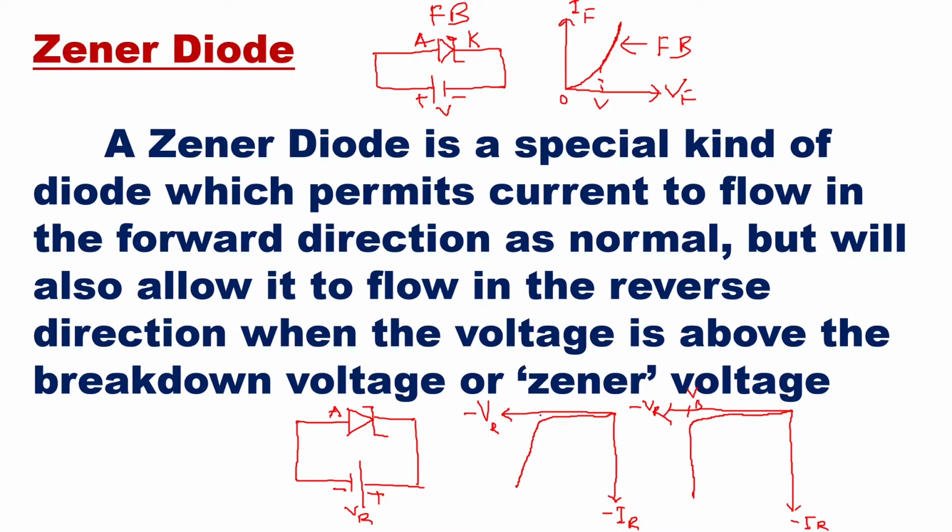This is your breakdown voltage for a normal diode. This is for a Zener diode. In a normal diode, you can have a breakdown which is called avalanche breakdown, and for a Zener diode, you can have a breakdown which is called Zener breakdown. Now here, the importance of this is the increase in current in reverse bias condition.